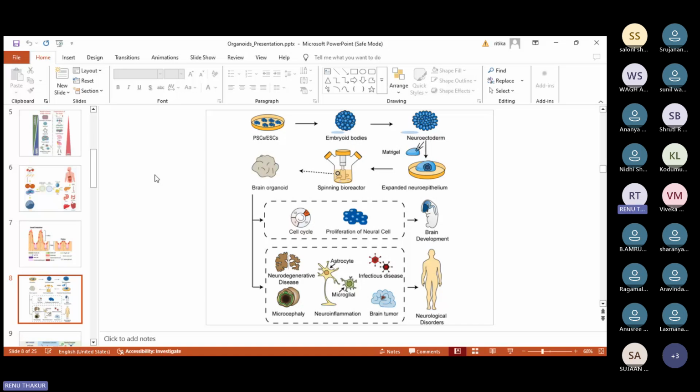Or you can also study the blood brain barrier, how the circulation of blood occurs in the brain, how all these signals work in the brain. You can study anything related to the brain with the help of these 3D structures. So yeah, these are the organoids.